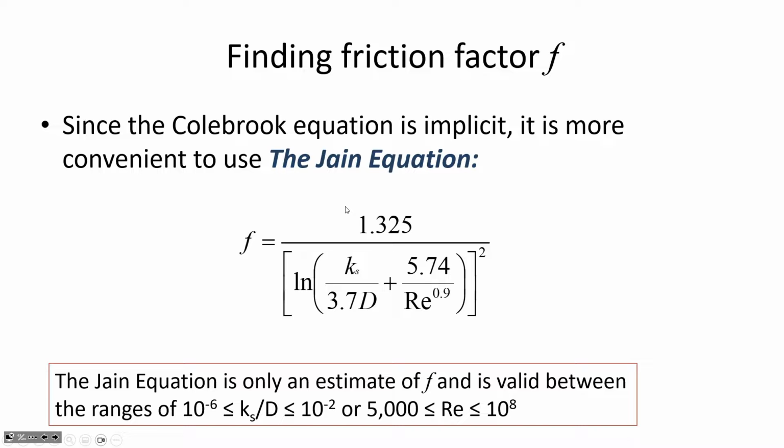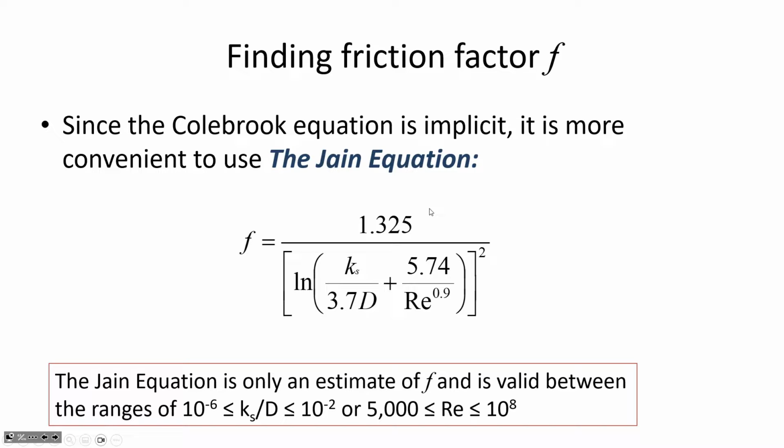valid under a range of circumstances that generally apply, but sometimes you could conceivably be outside the range of the relative roughness being between 10 to the minus 6th and 10 to the minus 2. So if you had a really small diameter pipe, very, very small diameter pipe, the Jain equation maybe would be outside of that range. Or if you have a Reynolds number that is below 5,000 or more than 10 to the 8th, then the Jain equation also doesn't apply. But most of the time, we're okay with the Jain equation.